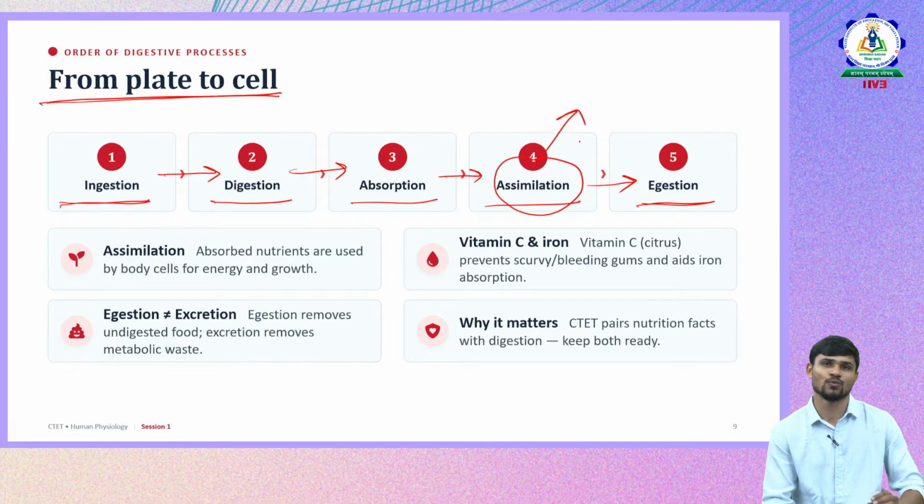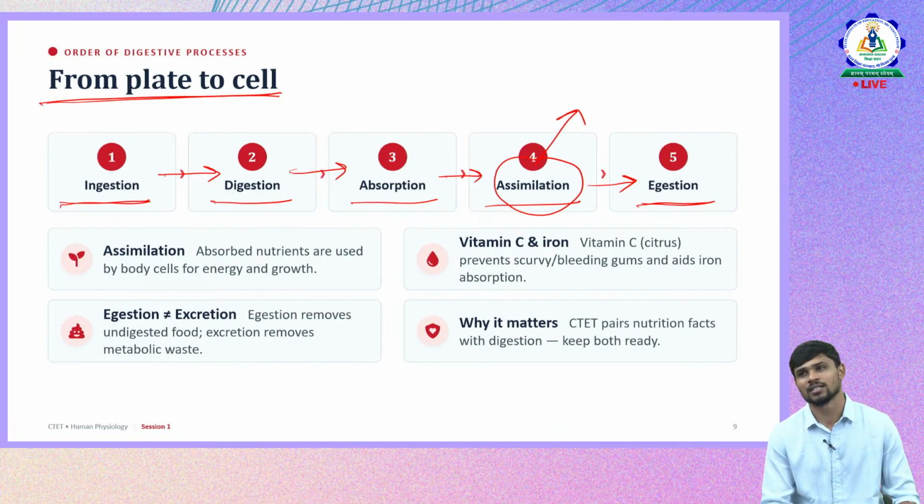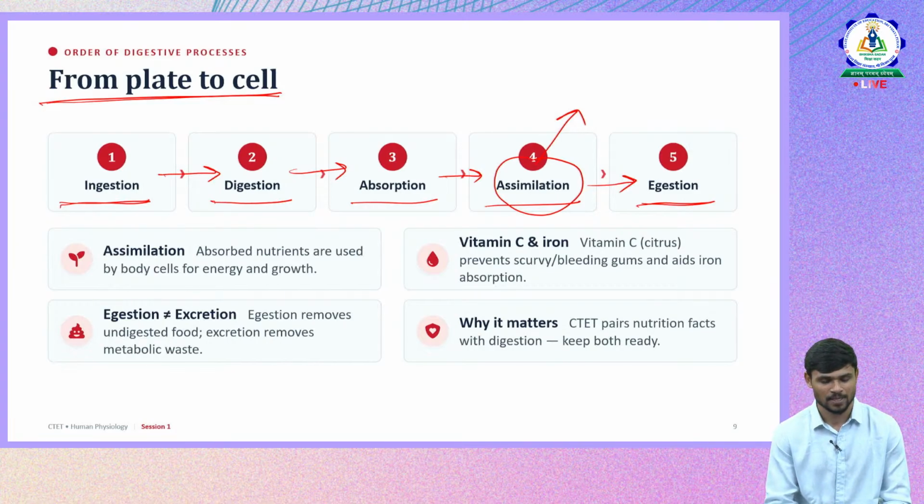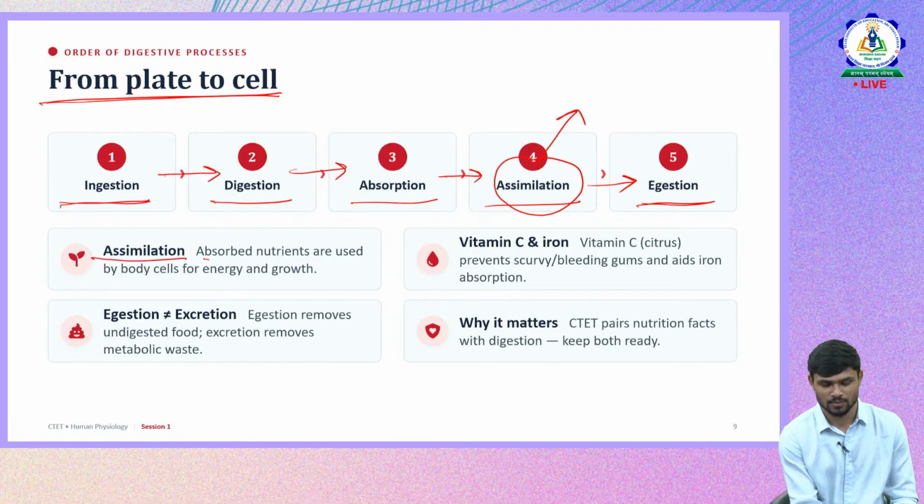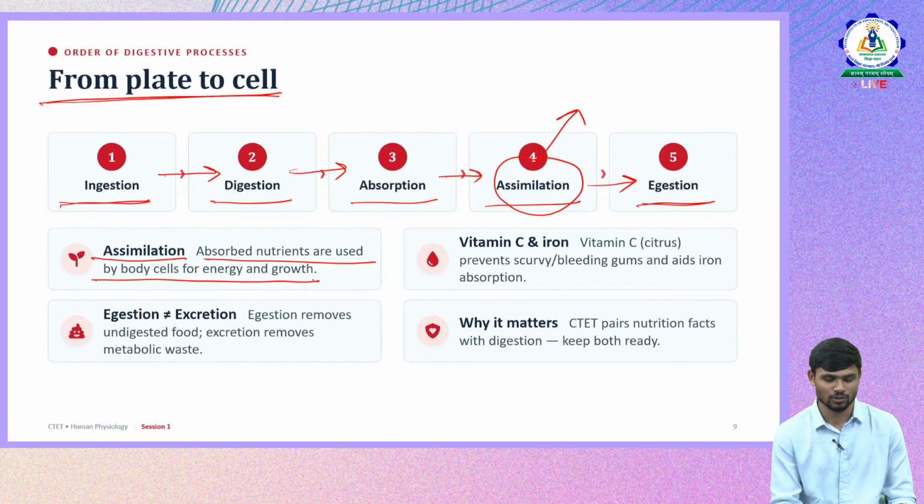Assimilation is a process where our cells will take up the nutrients from the bloodstream. So blood will be circulating and reaching all the parts of our body, each and every cell. These cells will collect the nutrients and utilize them for their energy purposes. That is called assimilation. So in assimilation, absorbed nutrients are used by body cells for energy and growth.